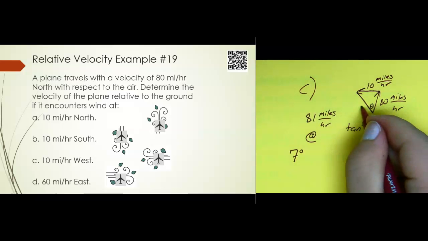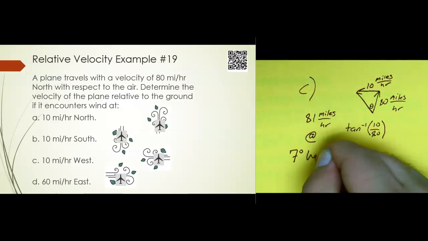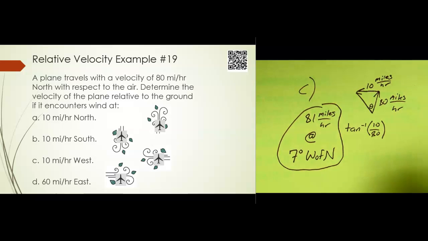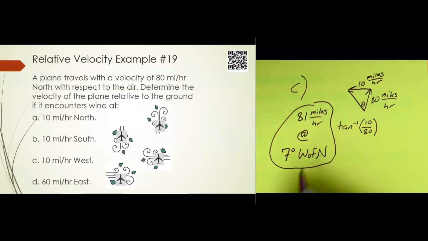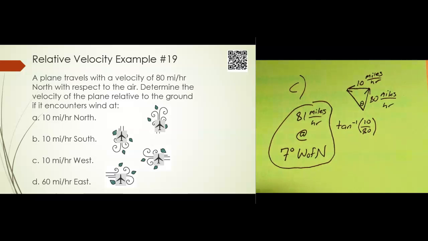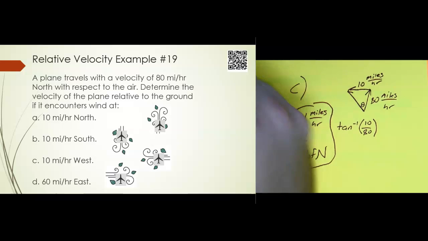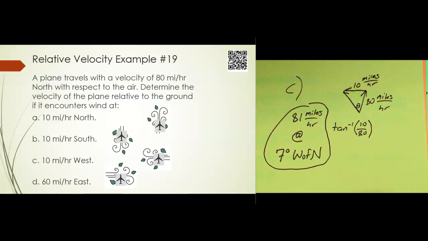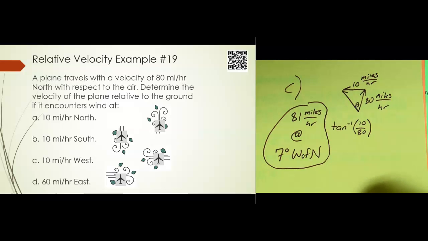So 7 degrees west of north. Okay. And D is going to be very similar. So D, let me circle all my answers. D, once again, I'm going 80 miles per hour. Now this way, I'm going 60 miles per hour. What's my resultant vector going to be?